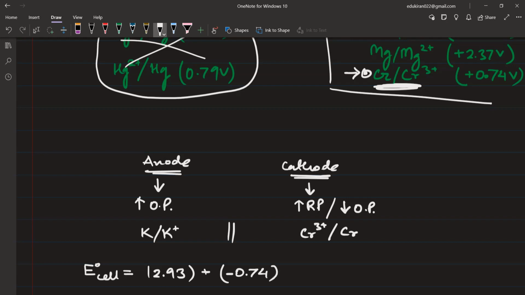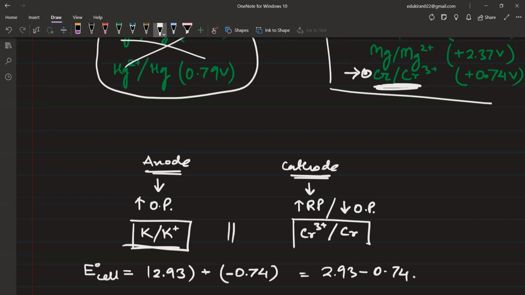Makes sense, Nawal? Yes or no? Cr3 plus to Cr. Okay. Now you can just calculate. As simple as that. 2.93 minus 0.74. Yes or no? Okay. So whatever electricity is given or needed by this reaction plus whatever electricity is given or needed by this reaction, E naught oxidation plus E naught reduction. E naught oxidation of whom? Of the anode. E naught reduction of whom? Of the cathode. Okay, so that is going to be a very simple framework for you to remember.